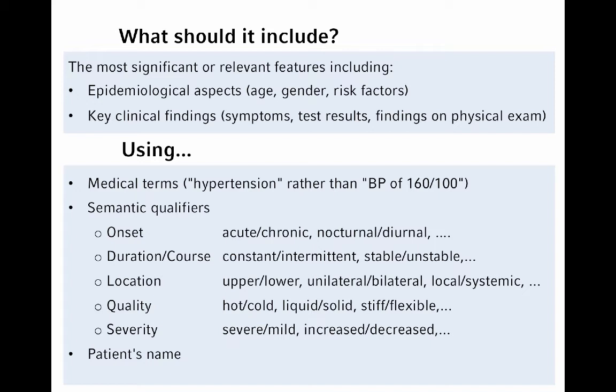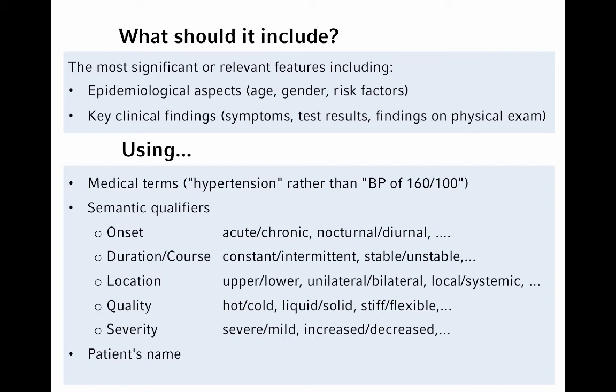You can have semantic qualifiers in different categories. So you have the onset of a disease, then you have acute versus chronic. You have the duration or course of a disease. There you have, for example, constant or intermittent. You have the location, for example, of pain.